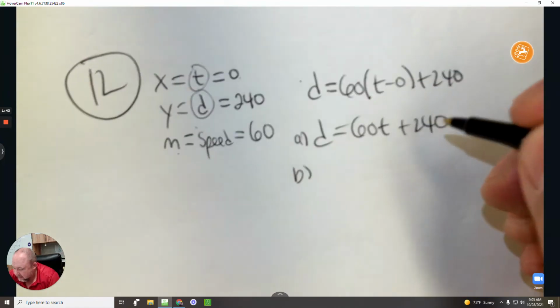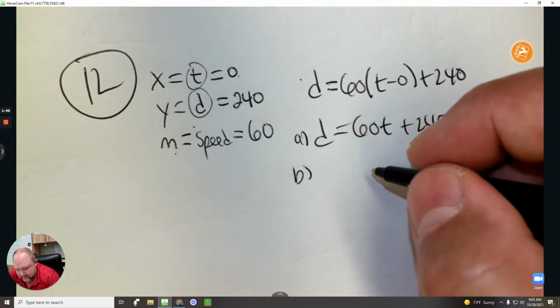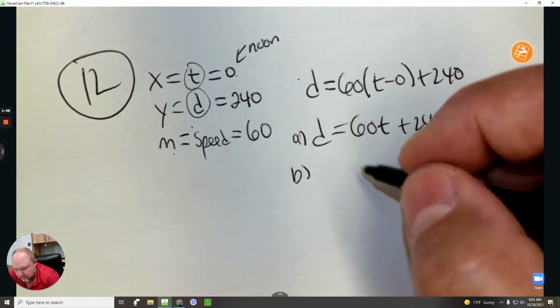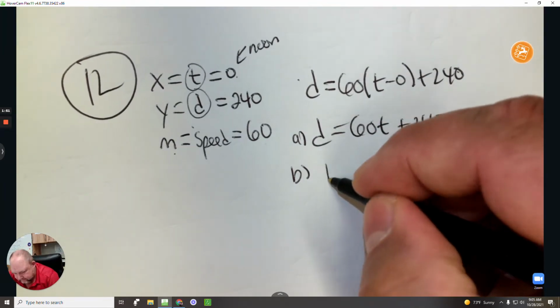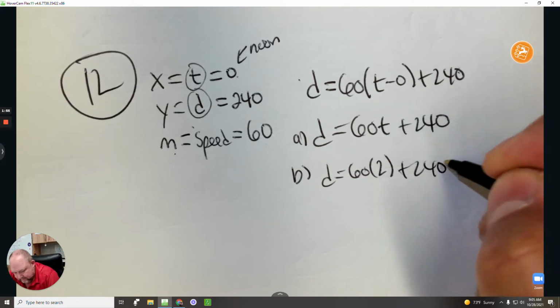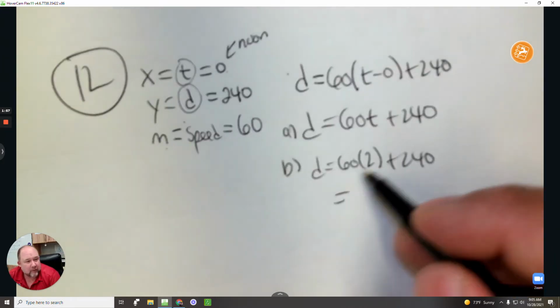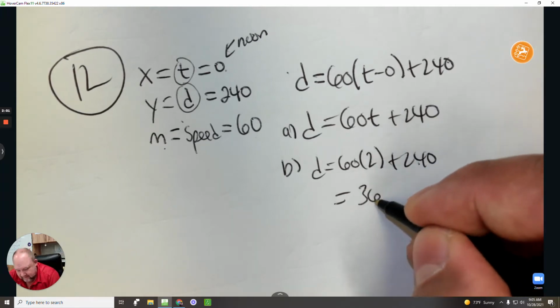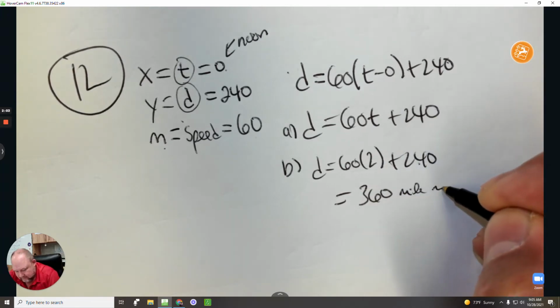it says approximate her position at 2 p.m. So at 0, it's noon, so 2 p.m. would be 2 hours later. So I plug in 2 for t. And the approximate would be 120 plus 240. I can do that. 360 mile marker.